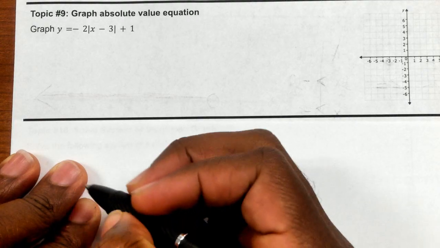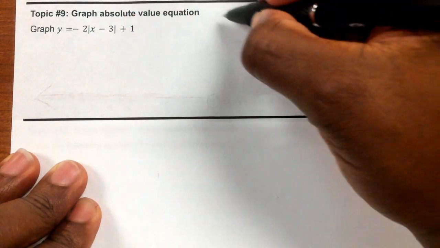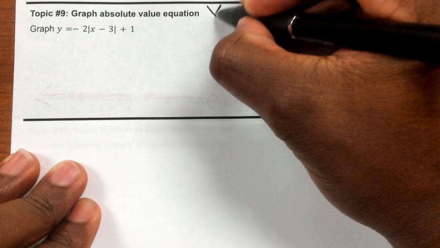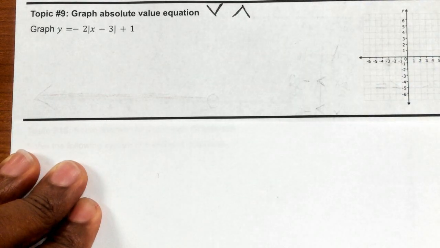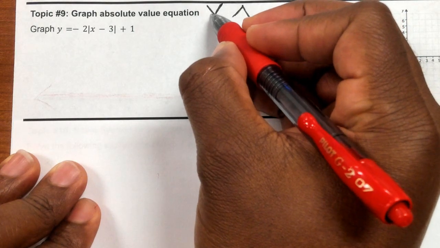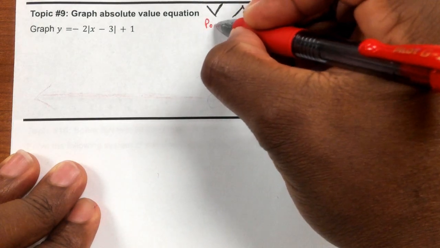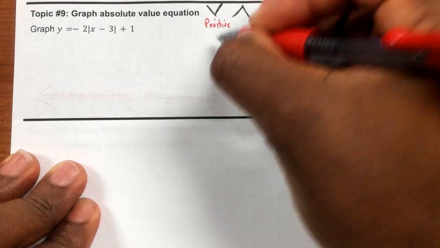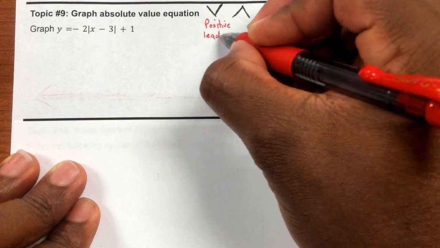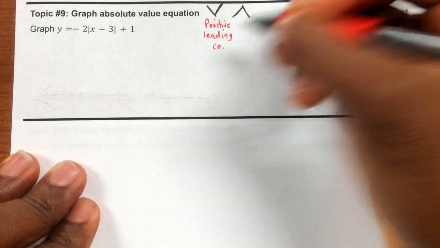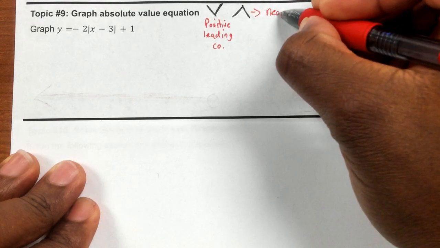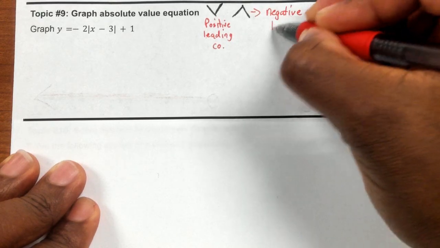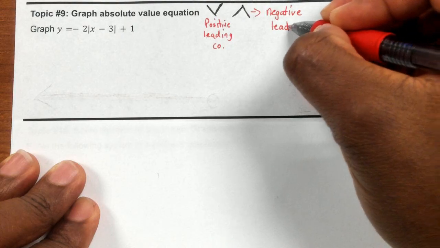Whenever you're graphing an absolute value equation, you need to know the shape you're going to have. Whenever you have absolute values, it's either going to be a V shape or an upside down V shape. It's a V shape when it has a positive leading coefficient. Whenever you have an upside down V shape, that means it has a negative leading coefficient. So again, it means that the number in front is negative.